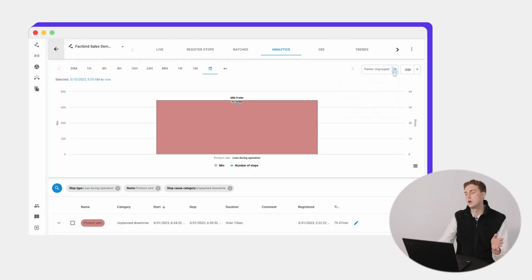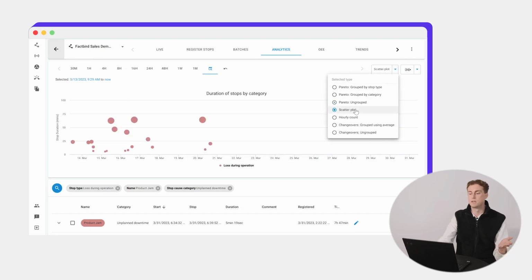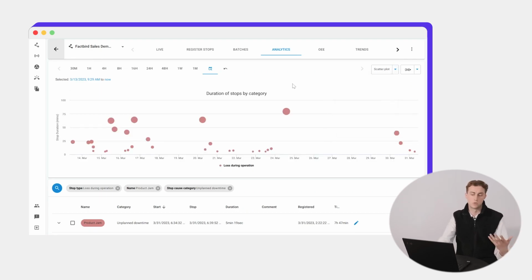You can also scatter plot this to see it over time so that you can understand if it's an issue that's happening all the time or if it's an issue that's happening on a specific time of day or a specific day of the week. So you can really get that next level of granularity.